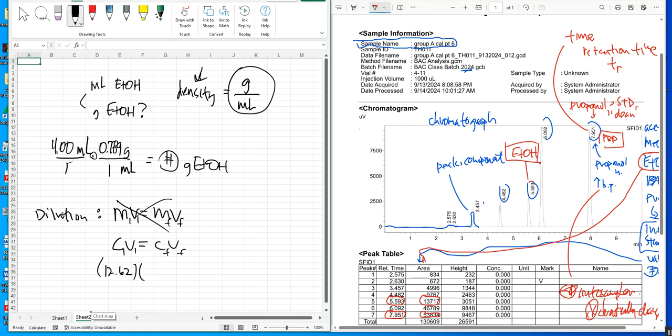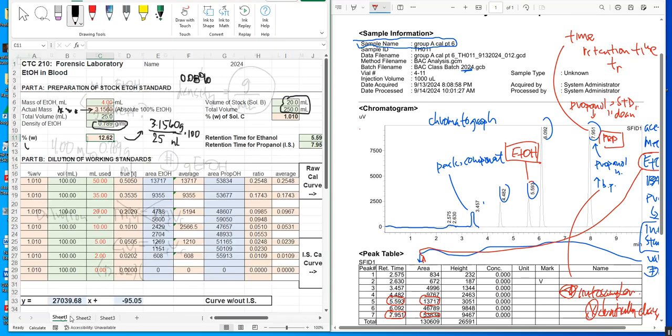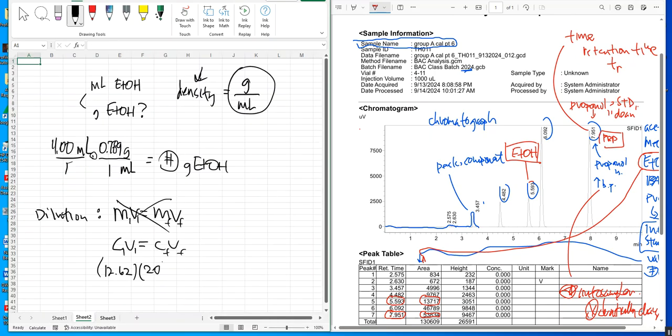And the volume of that, how much did we take? Well, the lab procedure for this group said take 20 milliliters of that. All right, so 20 milliliters of that. So 20 is going to go there. Equals, what is the new concentration that we have made? Well, we're trying to solve for that. So that stays as C. That's my final concentration.